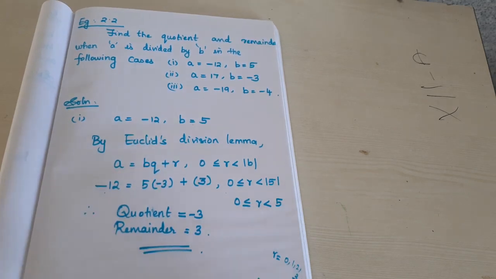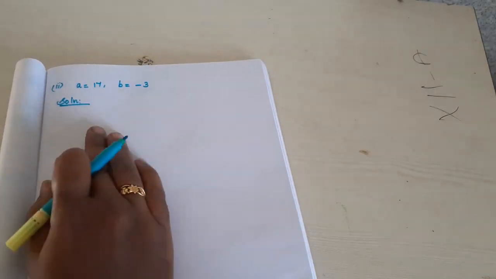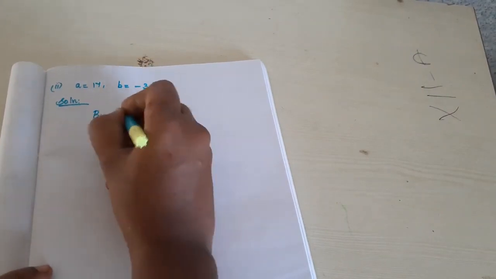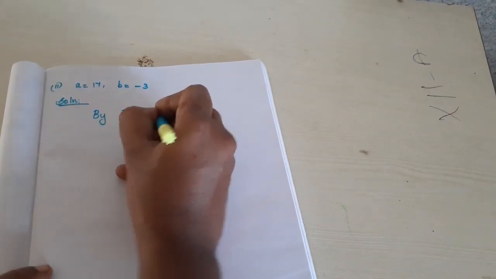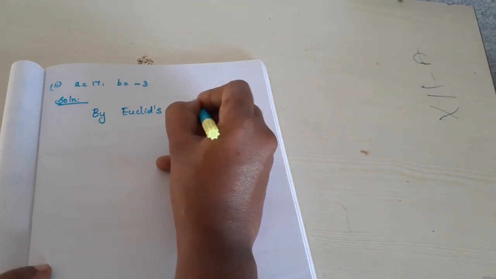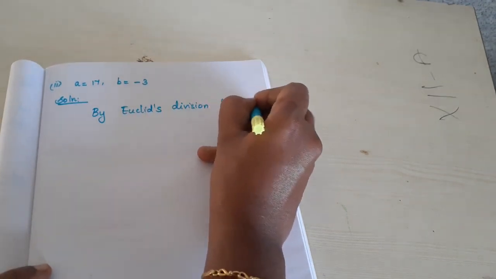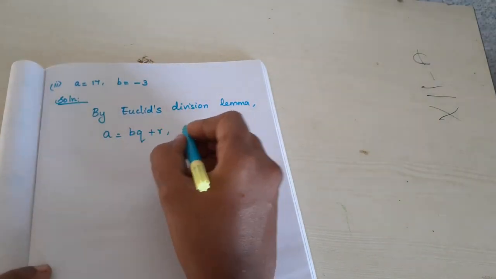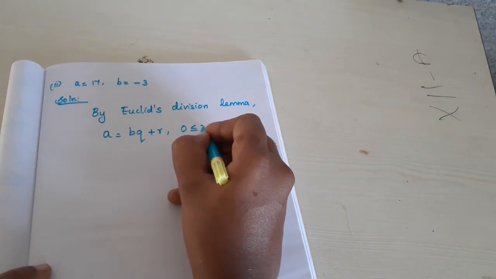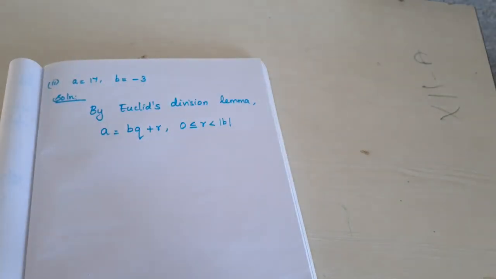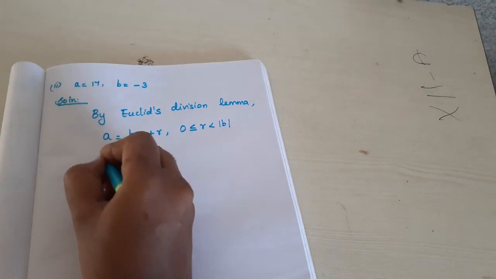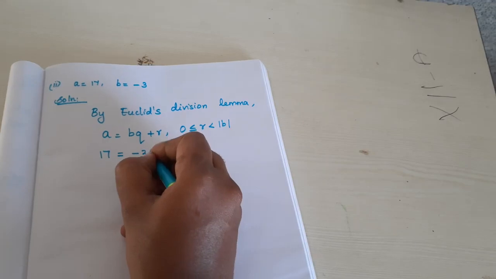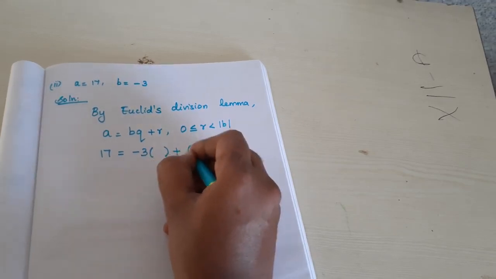Shall we do the second problem now? Okay, dear students, listen. A is equal to 17, B is equal to minus 3. So, by Euclid's division lemma, what is the condition? A is equal to BQ plus R. Then the separate condition, 0 less than or equal to R less than modulus of B. So, just substitute the values for A and B. A is equal to 17. B is equal to minus 3. Okay. So here the Q value we need to find and the R value also we need to find.